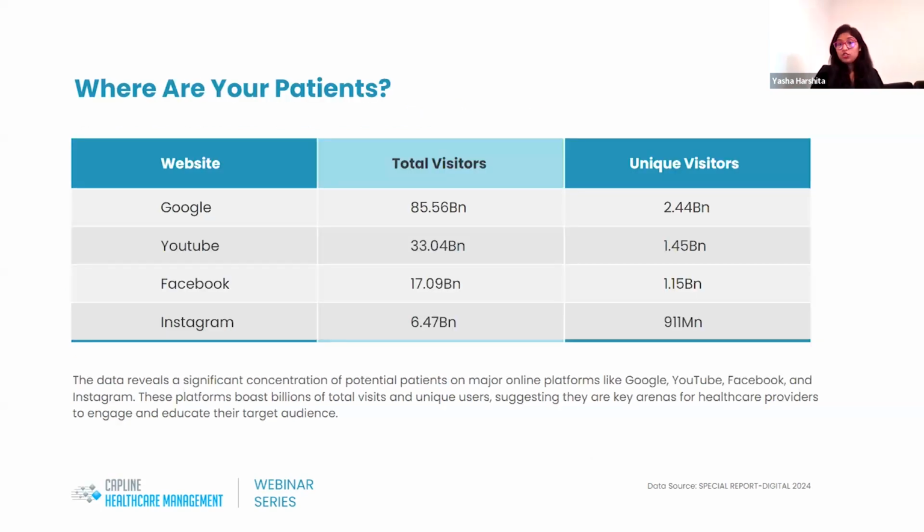You'll be amazed to know that the total number of monthly visitors on Google is around 85 billion. And out of that, unique visitors related to healthcare are around 2.4 billion, which is a huge number and certainly cannot be ignored. Followed by that, we have YouTube, and then we have the social media channels.